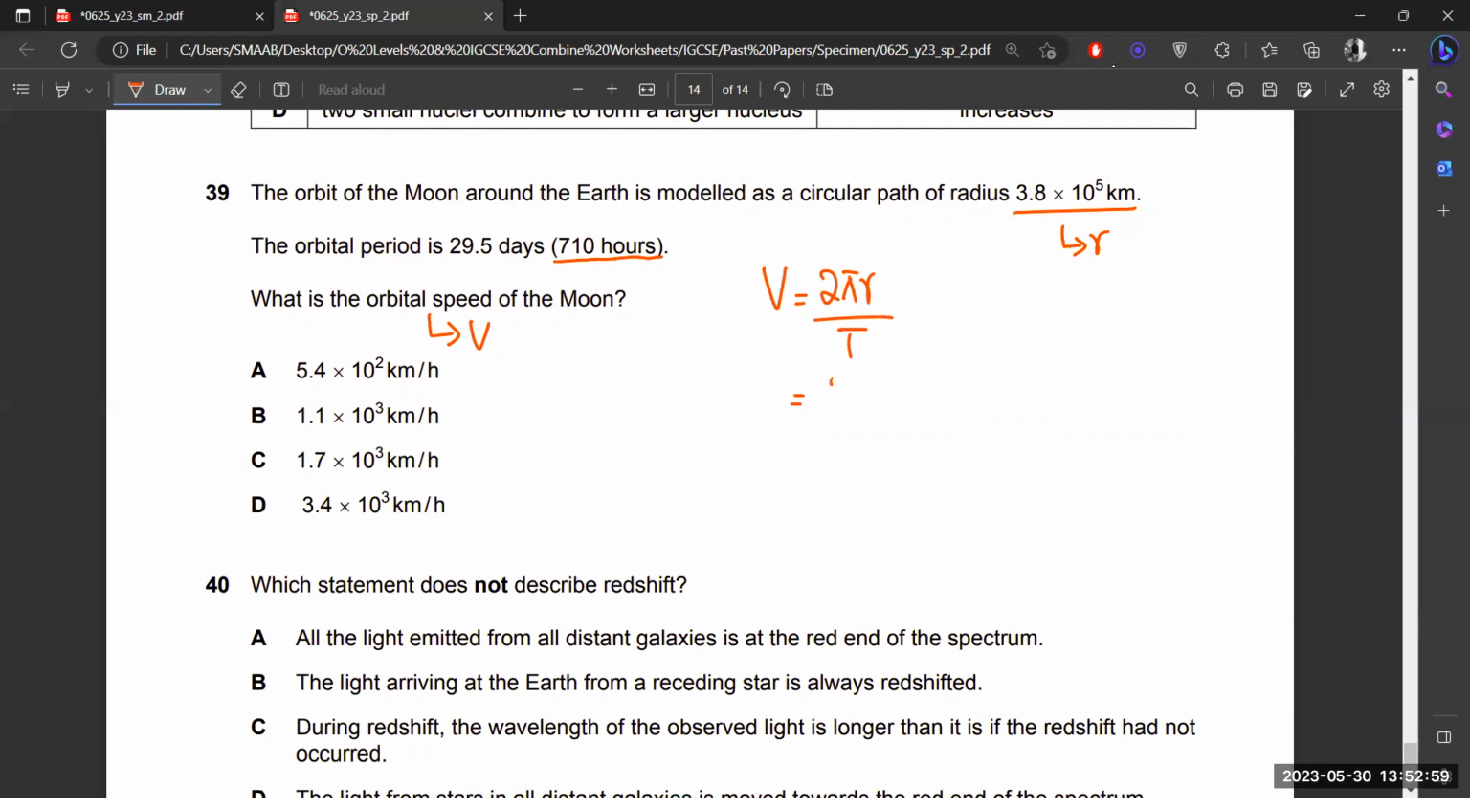According to that, 2 pi multiplied by r, that is 3.8 times 10 to the power 5, divided by time. And time is mentioned in hours. So observe that all units are in hours, so you just need to write 710. And there is also a unit of kilometer, so you don't need to convert kilometers and hours. You need to calculate in the same form. So that will give you the value like this, divided by 710.